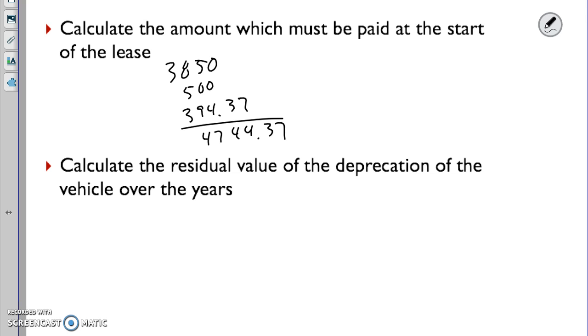Calculate the residual value of the depreciation of the vehicle over the years. So what does that mean? What does residual value mean? What is a residual? Sort of. It's what is left over at the end, right? So if it's worth 75% of what it was at the start, what was it worth at the start? $34,000. You're going to multiply that by 0.75.